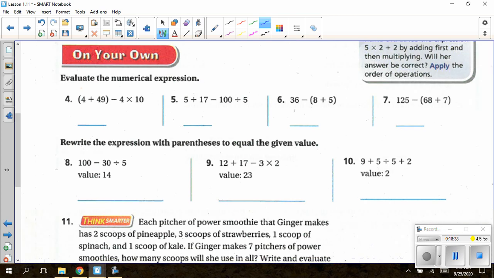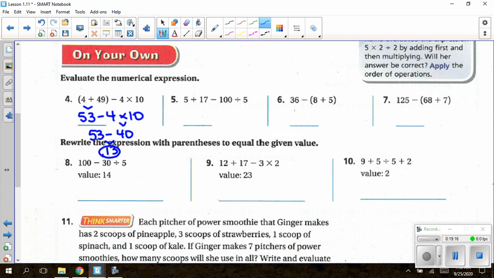So for number 4, we do have to make sure we solve the parentheses first. So we have 4 plus 49, and we know that that does give us 53. And then make sure we write the minus 4 times 10. So multiplying will come next. So 4 times 10 gives me 40. And then my final step would be to take 53 minus 40, which we know gives us the final answer of 13.